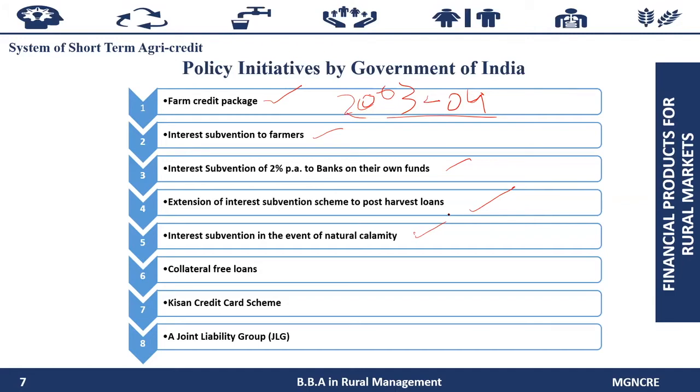In all restructuring cases, a moratorium period of a minimum of 1 year is guaranteed. Installments of the existing term loan are rescheduled. Fresh crop loans are guaranteed to the affected farmers, and the crop loan is continued at the concessional interest rate for at least 1 year. Then collateral-free loans: the limit has been increased from 50,000 to 1 lakh for now.